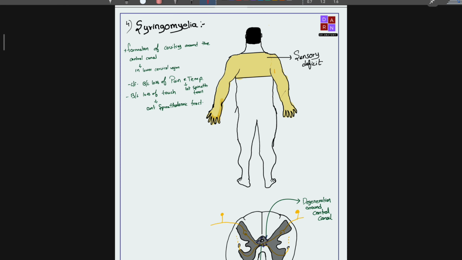Mostly it is in the lower cervical region, so it affects the upper limb.